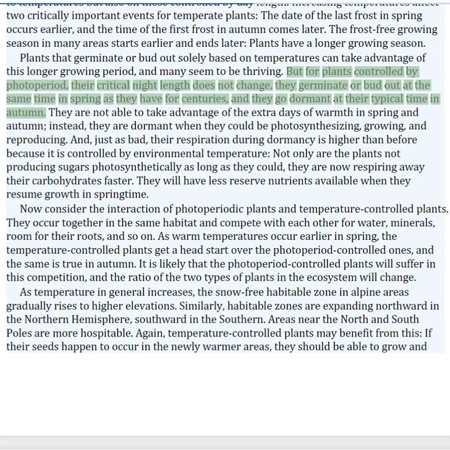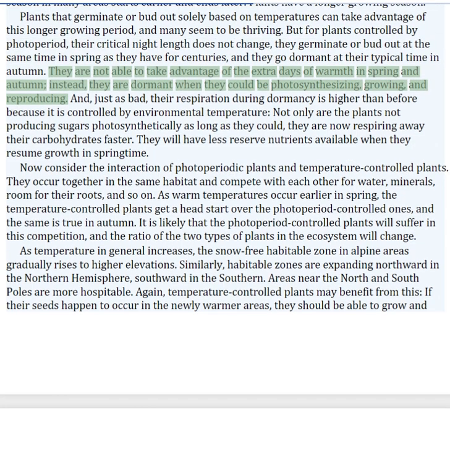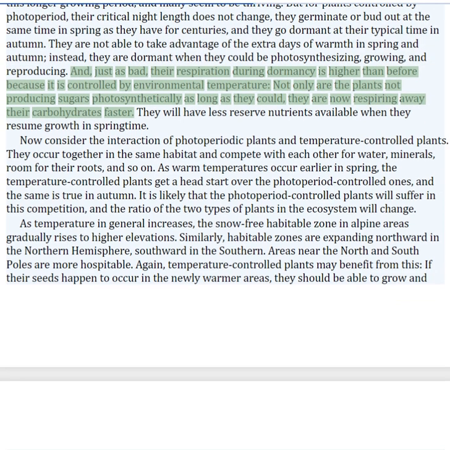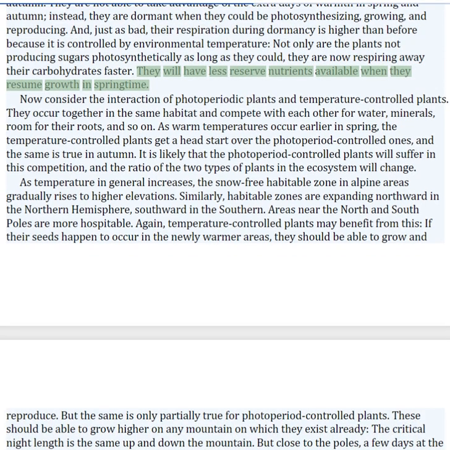They germinate or bud out at the same time in spring as they have for centuries, and they go dormant at their typical time in autumn. They are not able to take advantage of the extra days of warmth in spring and autumn. Instead, they are dormant when they could be photosynthesizing, growing, and reproducing. And, just as bad, their respiration during dormancy is higher than before because it is controlled by environmental temperature. Not only are the plants not producing sugars photosynthetically as long as they could, they are now respiring away their carbohydrates faster. They will have less reserve nutrients available when they resume growth in springtime.